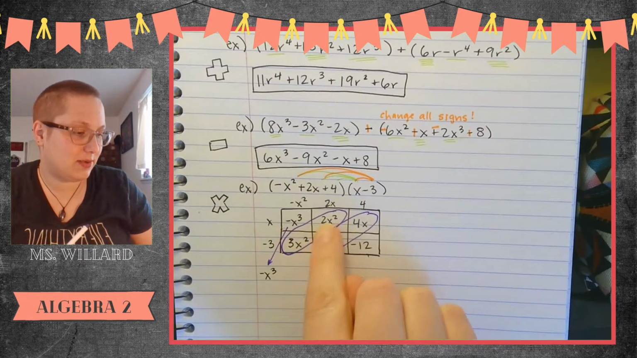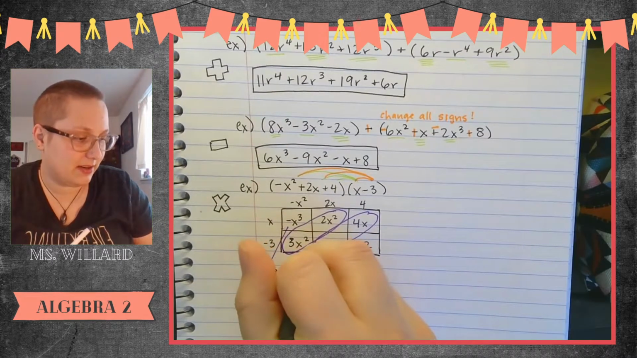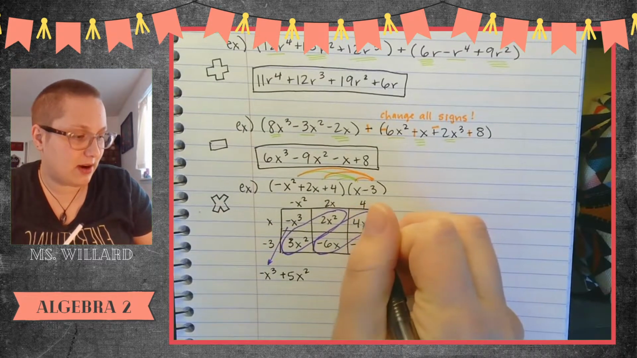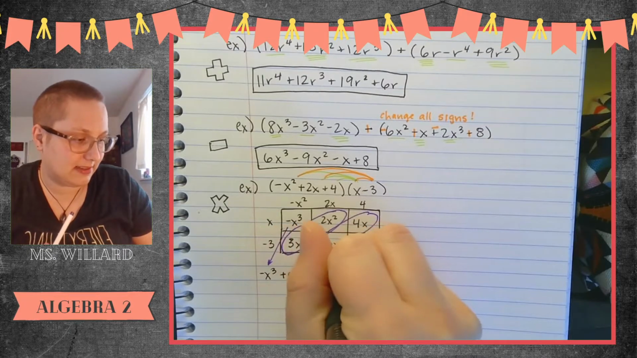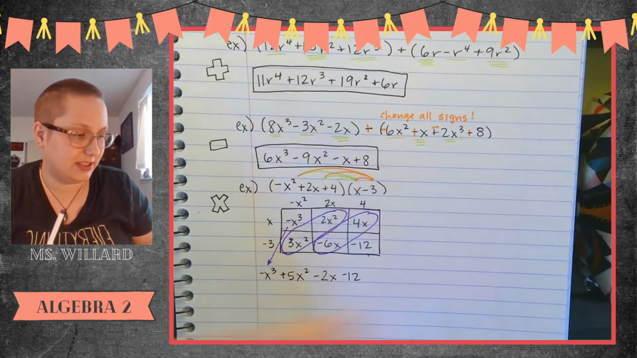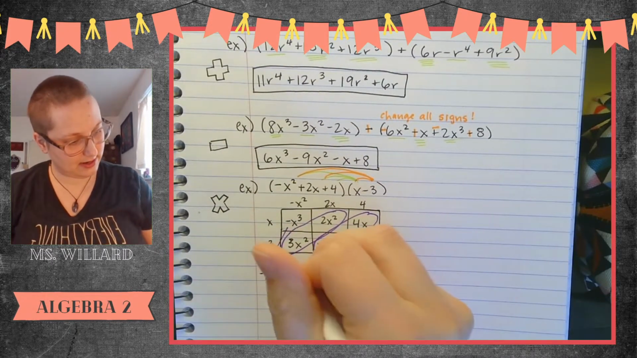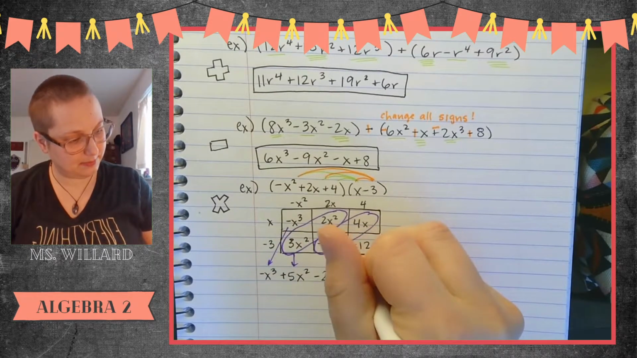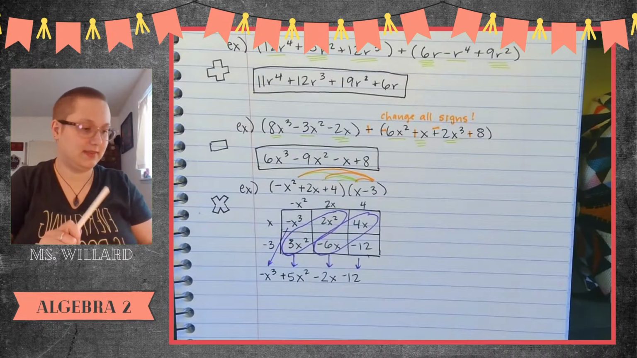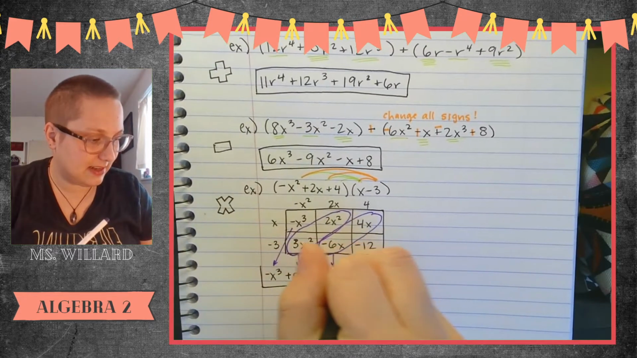So I have 2x squared plus 3x squared, which is 5x squared. 4x minus 6x is negative 2x. And then negative 12, just kind of chilling. So that's how I got all my terms. And then I'm just going to put a box around it because that's the answer.